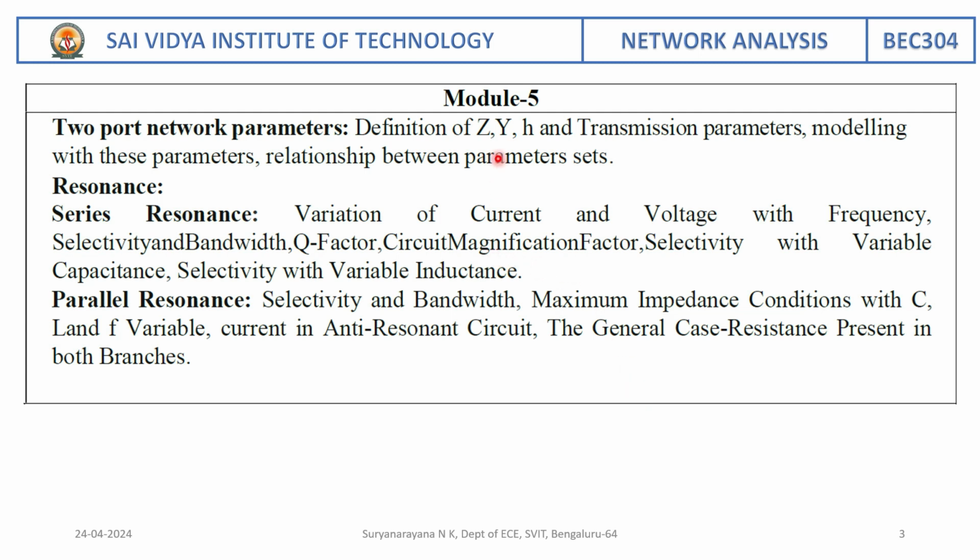In this session, we discuss Module 5 topics. The first topic is two-port network parameters. Here we study Z, Y, H and T parameter modeling and some problems on these modeling.